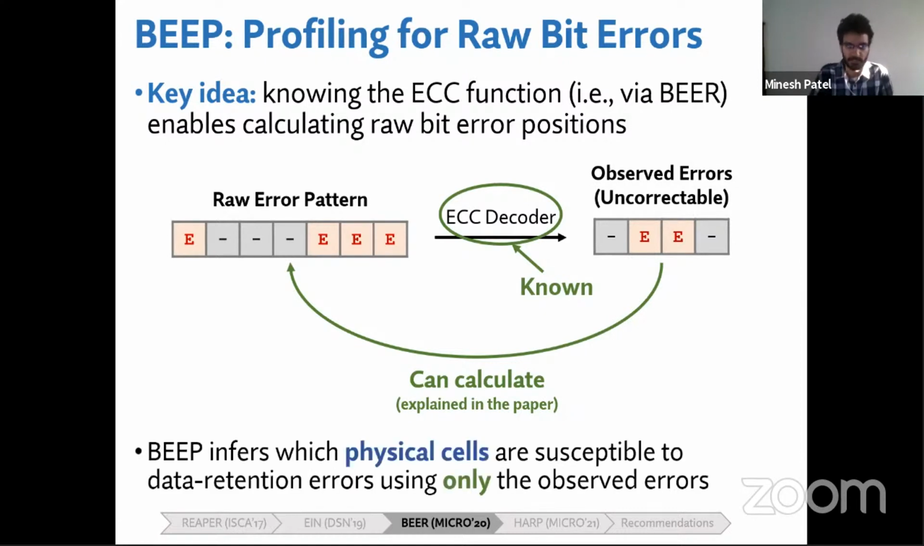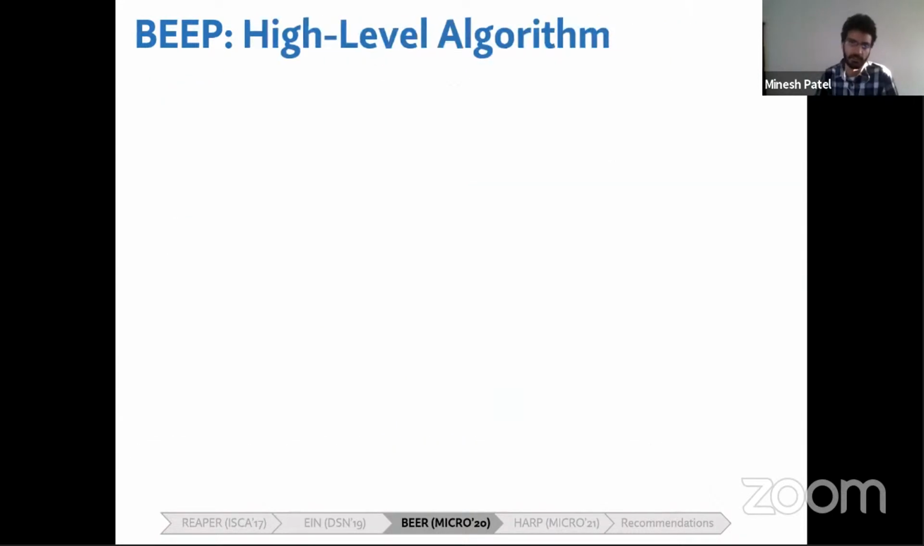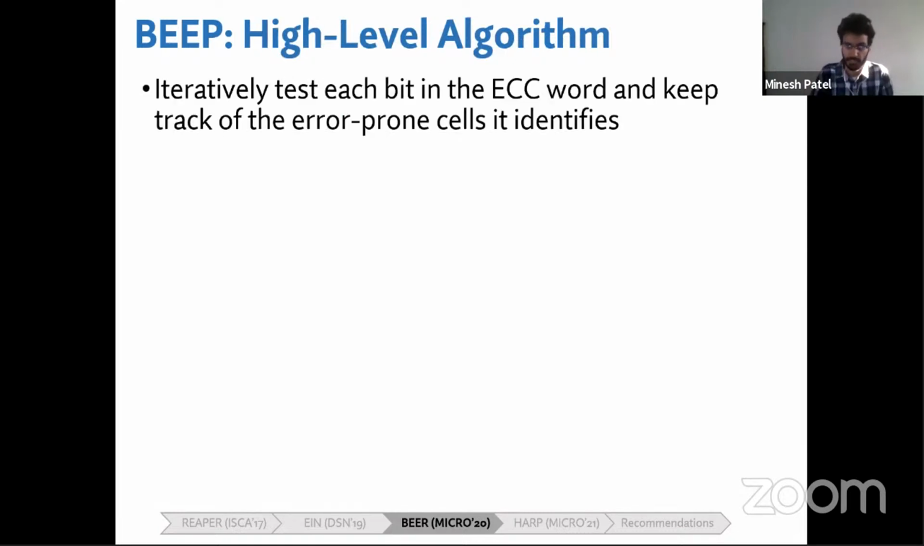So BEEP allows us to infer which physical cells are susceptible to data retention errors using only the observed errors after ECC decoding. I'll quickly go through the high-level algorithm that BEEP uses. It goes through each bit step by step within the ECC word and keeps track of the error-prone cells it has identified as it iteratively tests.